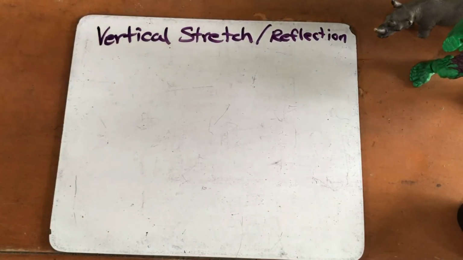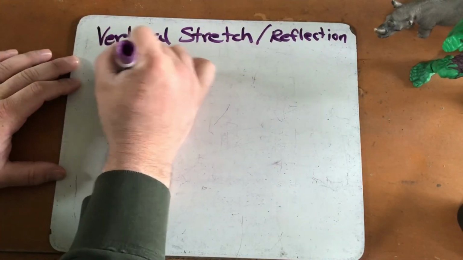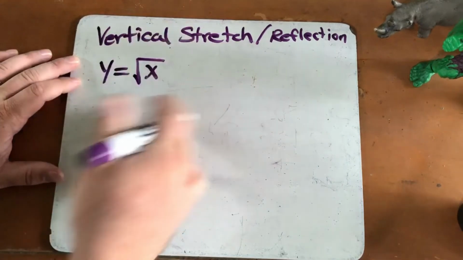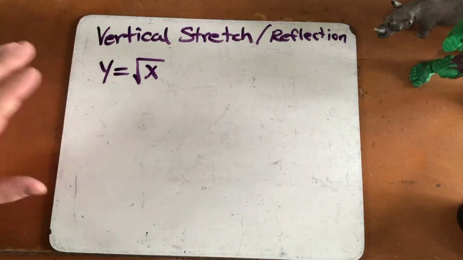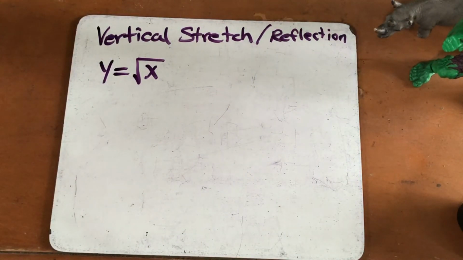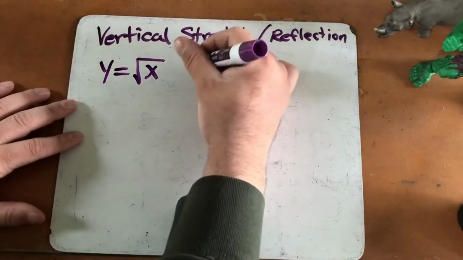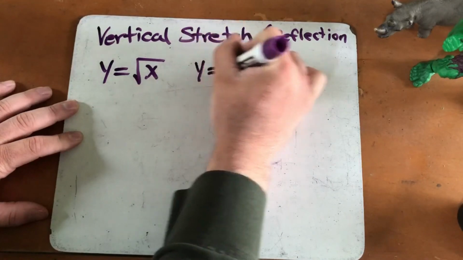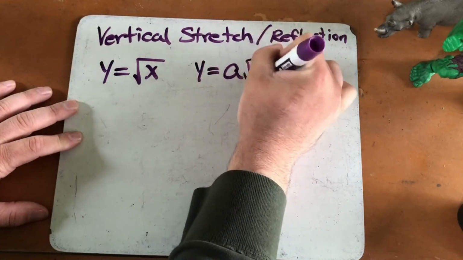Now we're going to look at a vertical stretch slash reflection. If we know that the base function, or base equation, looks like y equals square root of x, also referred to as the parent function or parent equation, now we're looking at what happens with that a that is directly in front of the radical.